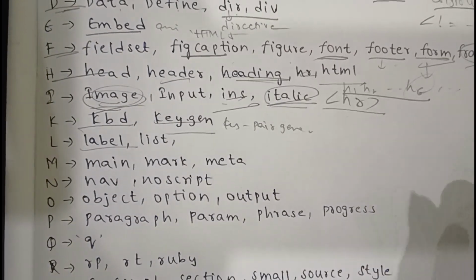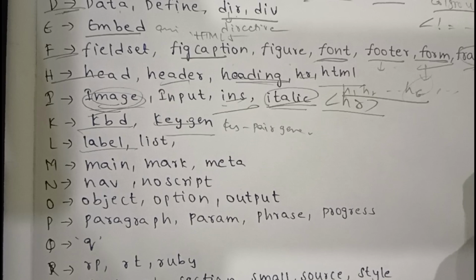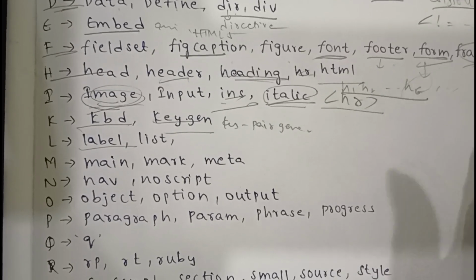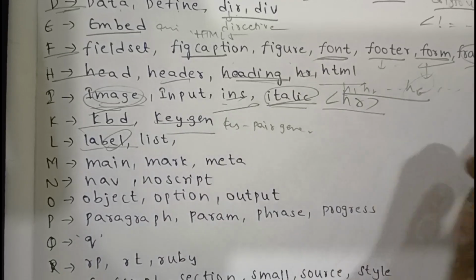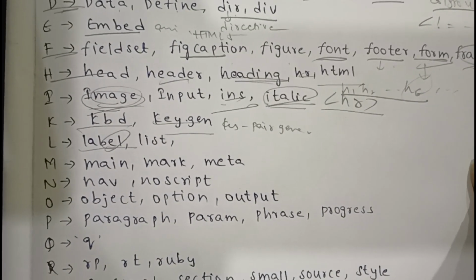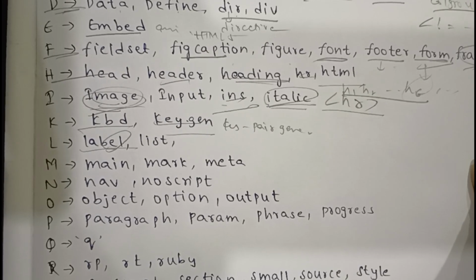Next, L. What is L? Label. Label is used to provide a usability improvement for mouse users. For mouse users we use label. Next, list. List is used to define the list item in an HTML document. It is used within the ordered list or unordered list.